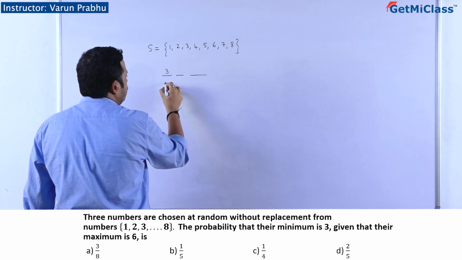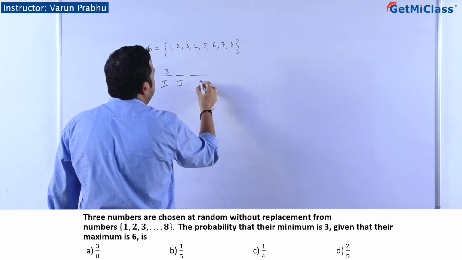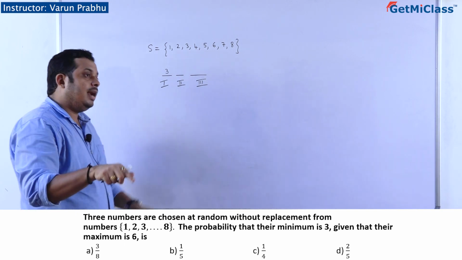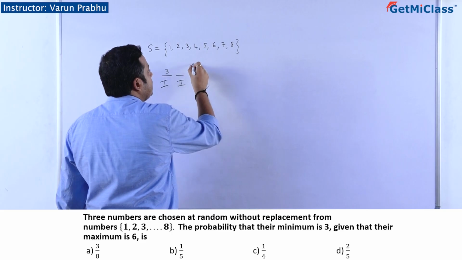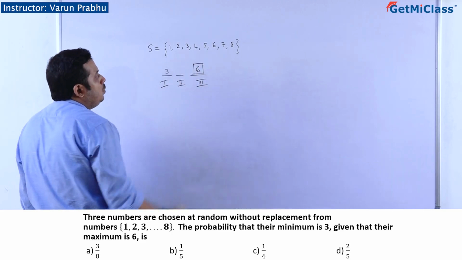Now, three numbers are chosen. Let me say that this is the first chosen number, second chosen number, and the third chosen number. The minimum number is 3, given that their maximum is 6, which means maximum is 6 is fixed. Minimum should be now 3.